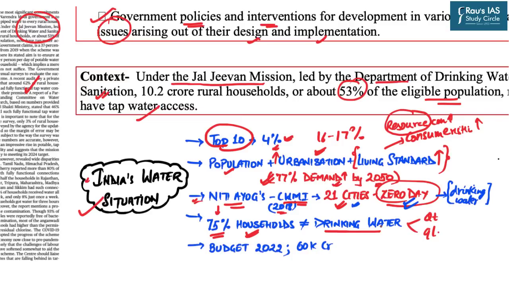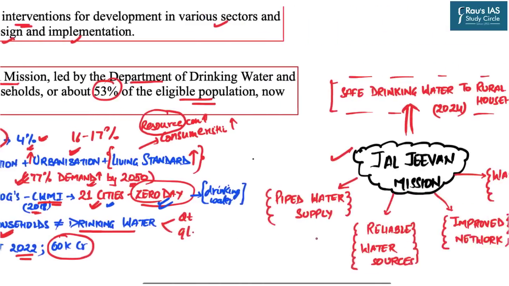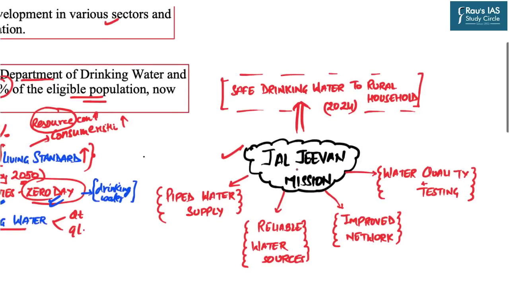As far as the latest development is concerned, in the budget 2022, around 60,000 crore rupees were allocated to achieve the objectives of this particular scheme, that is the Jal Jeevan Mission.